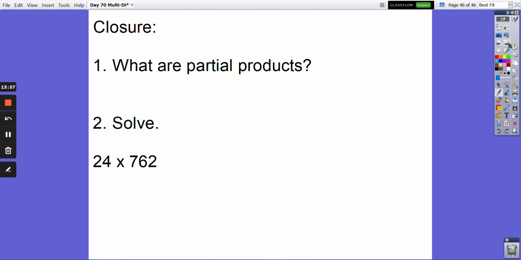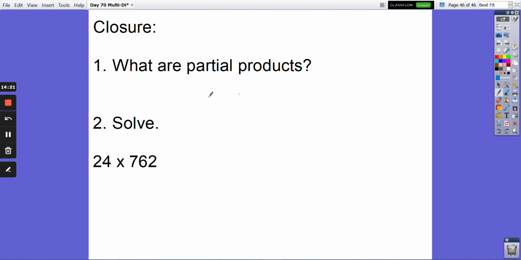Okay, so what are partial products? Partial products are when we find the product. We find the parts of the products by multiplying each place value by a different place value in the other factor. Okay, so very, very similar to area model. It just is put into a different format.